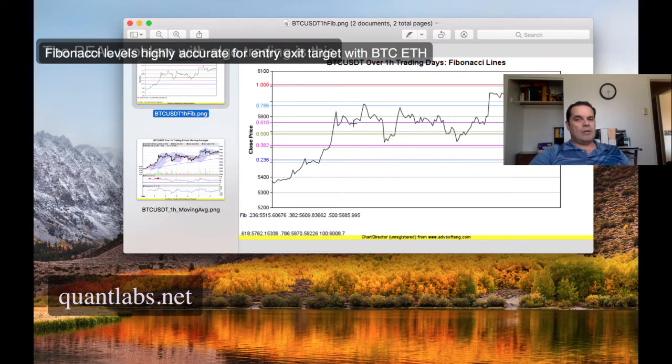And again, we could have done two things. We could have closed out our position here at 0.786 and taken profit. And then, as you know, in Binance we can't really short, but if we could short here, we might think the price would drop down, which it did.